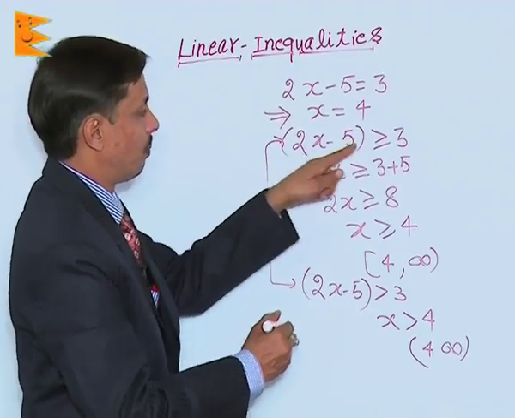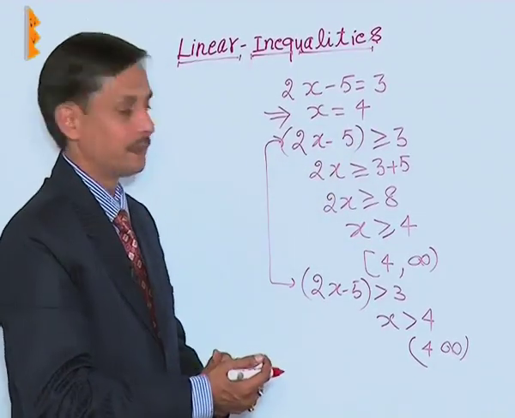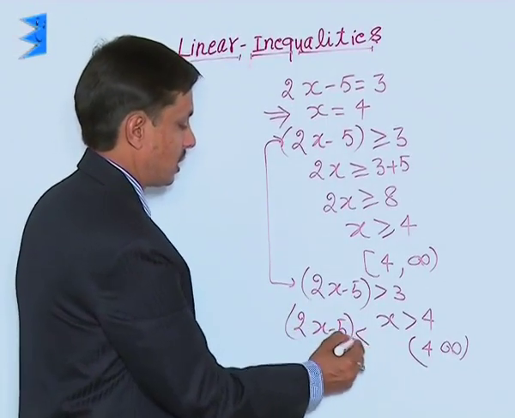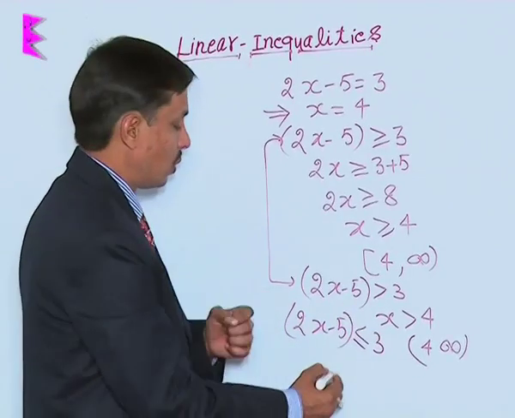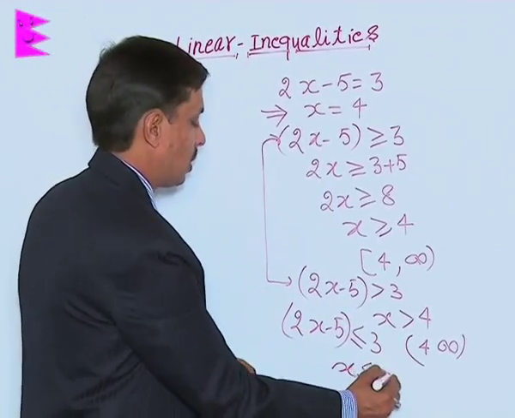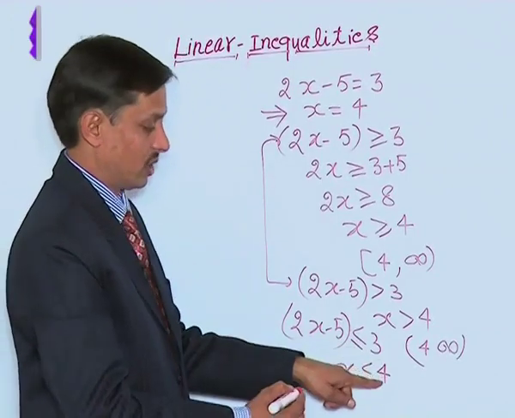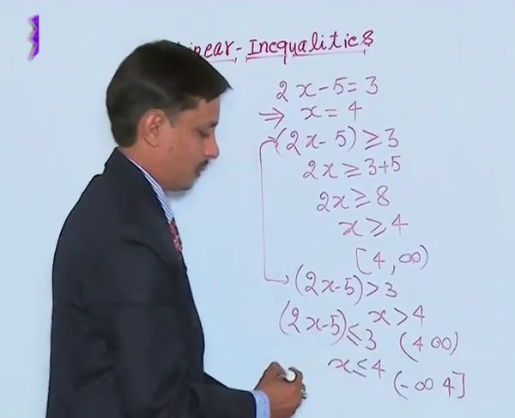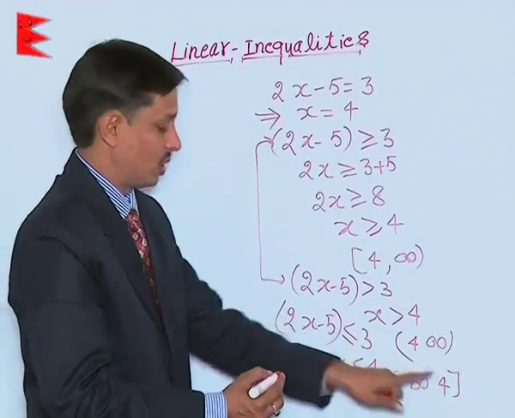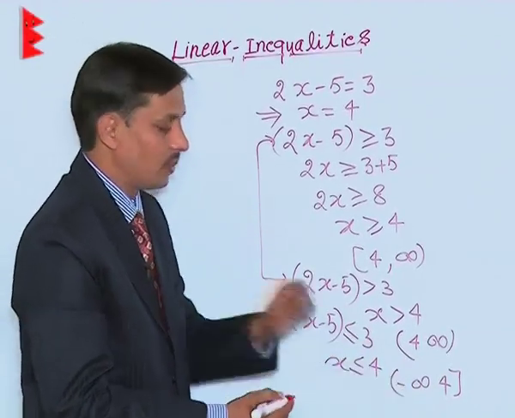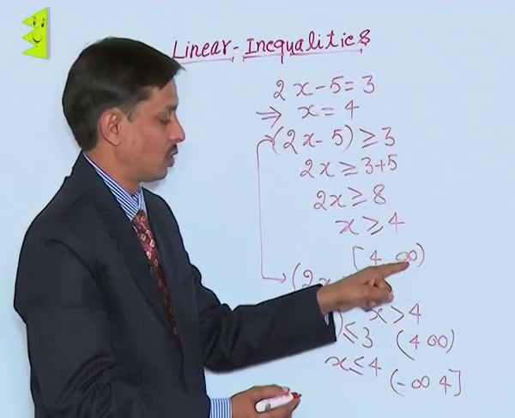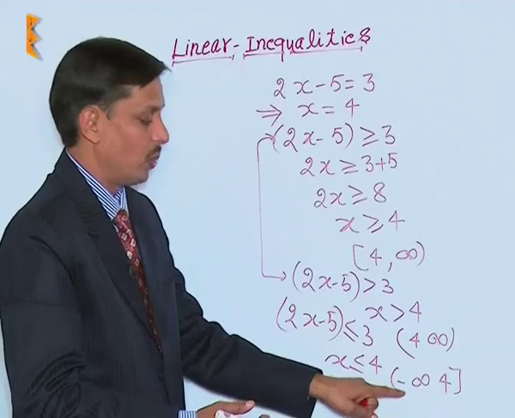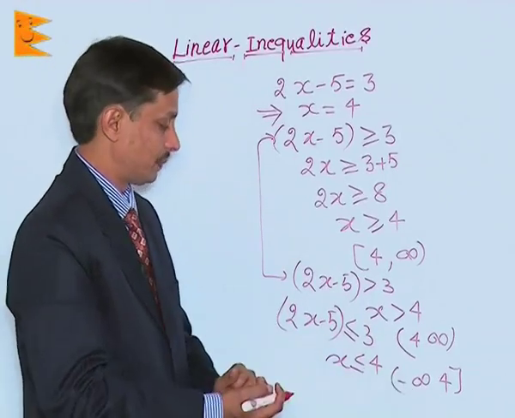Now the question is, in place of greater than or equal to 3, if it is 2x minus 5 is less than or equal to 3, then the solution will be x is less than or equal to 4. In this situation, the answer will be from minus infinity to 4. 4 is the value which is in the solution set. Minus infinity is not, and plus infinity is not at both places, the reason being infinity is not defined. So we always take an open bracket here.